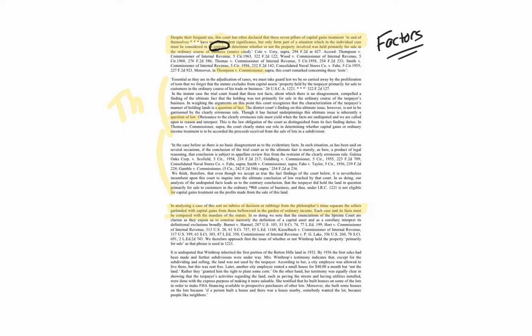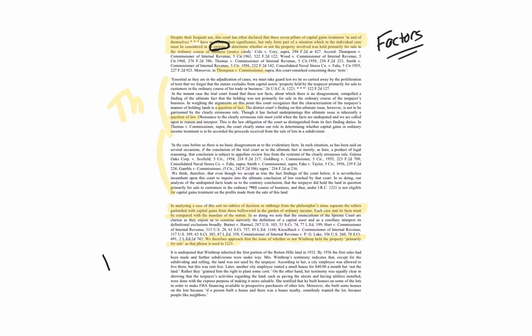What you're going to see, though, is ultimately we still look at factors. It's kind of like, yes, factors are important, but remember, in the grand scheme, it's the code. In doing so, we note that the enunciations of the Supreme Court are clarion as they enjoin us to construe narrowly the definition of a capital asset and as a corollary interpret its definitional exclusions broadly. We therefore approach the first issue of whether or not Winthrop held the property primarily for sale as that phrase is used in section 1221. So again, they're getting at this phrase and specifically looking at the capital asset issue.